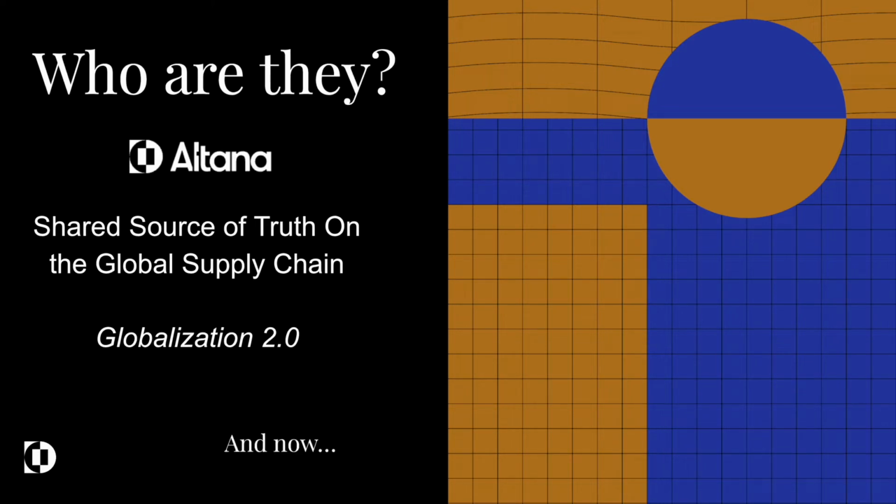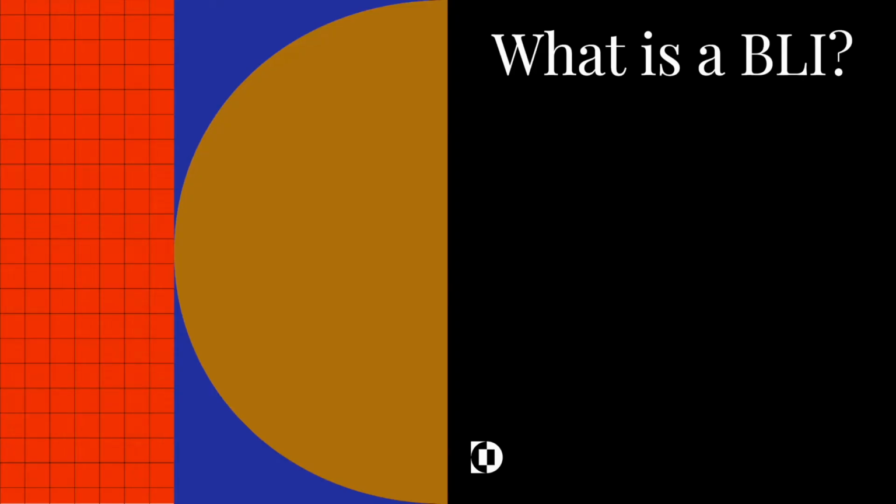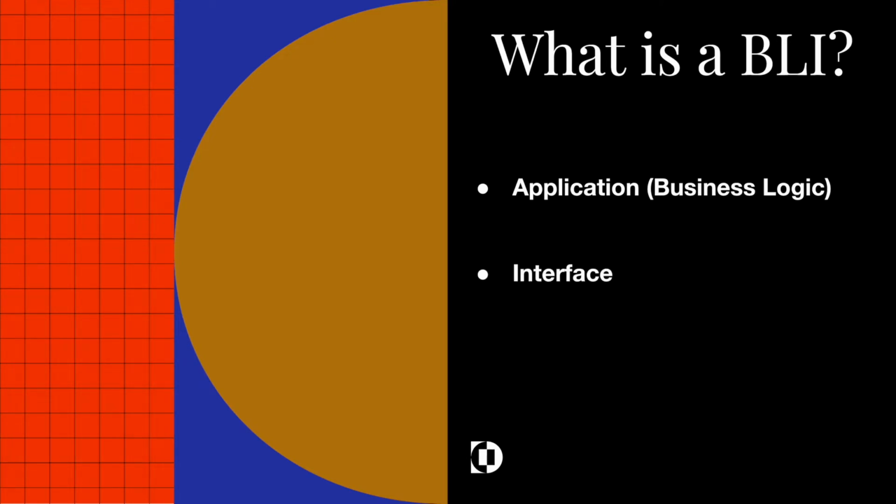Okay, cool. So now we can get started talking about the fun stuff. So what is a business logic interface? Well, a BLI is really just an application, but it's one that provides an interface designed to help streamline business processes. Because people need a simple interface.